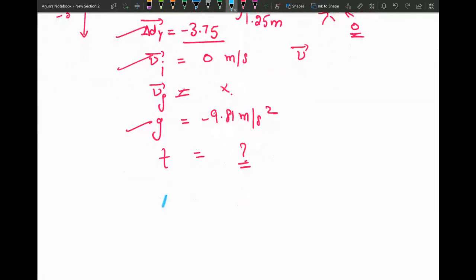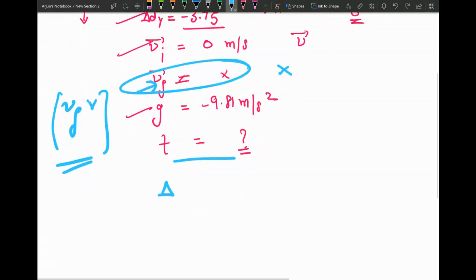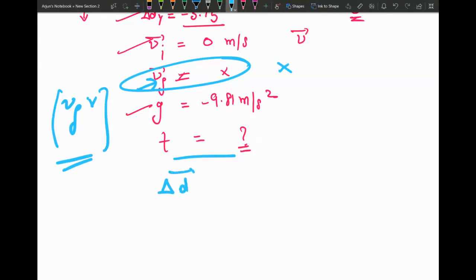So I'm going to write the equation. I wanted to find out the time. V final is not given to me, so I will drop all those equations, out of the 5 equations which I've given you, which have V final in them, and I will be left with one equation. The equation I'll be left with will be delta d is equal to v_i t plus half a t square. This is the equation I'll be left with.